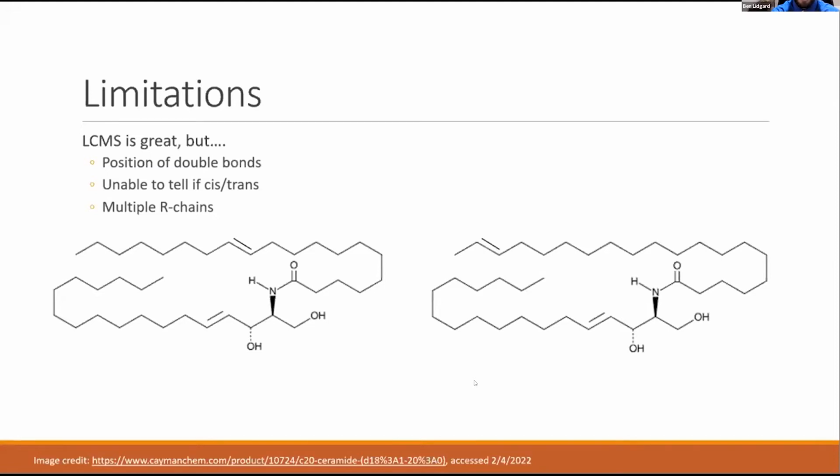So it's interesting that these are two different things. Fortunately, we don't know if there's a difference between the functional significance of these two in biology. So it's kind of a moot academic point. However, the LCMS also can't tell us the stereochemistry of the double bond, whether that's cis or trans. We also don't know how many carbons are in which R chain or where the double bonds are in that R chain. So LCMS has some limitations and drawbacks, but it's still kind of the best we have for right now.